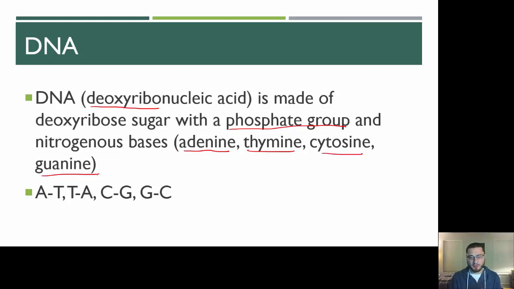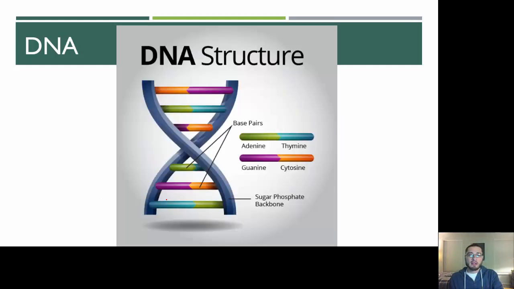And remember, if you remember from 9th grade biology, living environment, A is always going to go with T in DNA, T is always going to go with A, C is going to go with G, and G is going to go with C. So if we have one side of the DNA, then we know what the other side is going to be automatically.